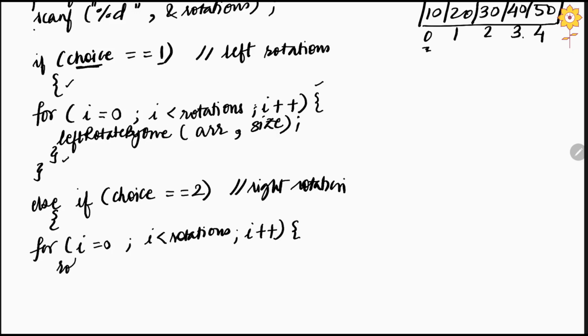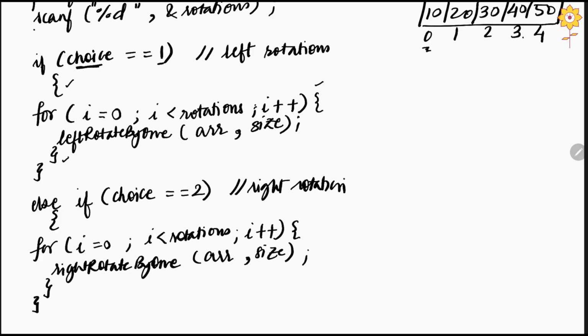then you will call the function which is right rotate by 1 for right rotations, right. So, right rotate by 1, name of the array, size of the array, okay, then a semicolon, closing curly brace of the for loop, closing curly brace of the else if statement.